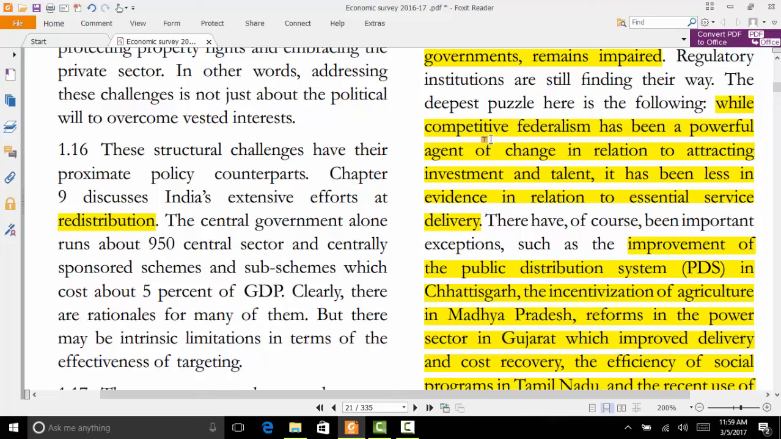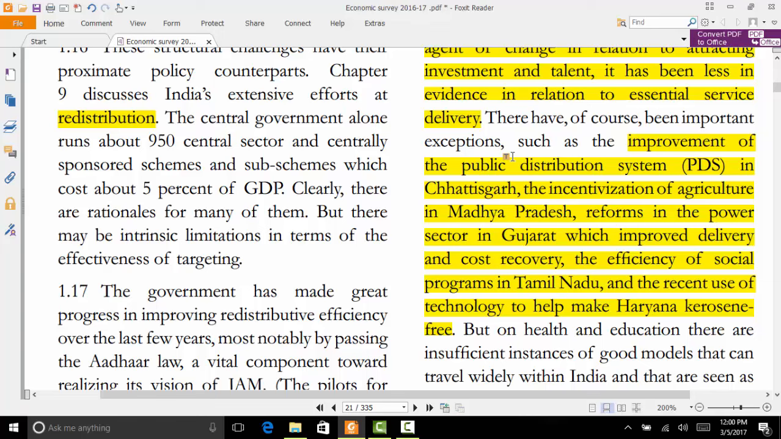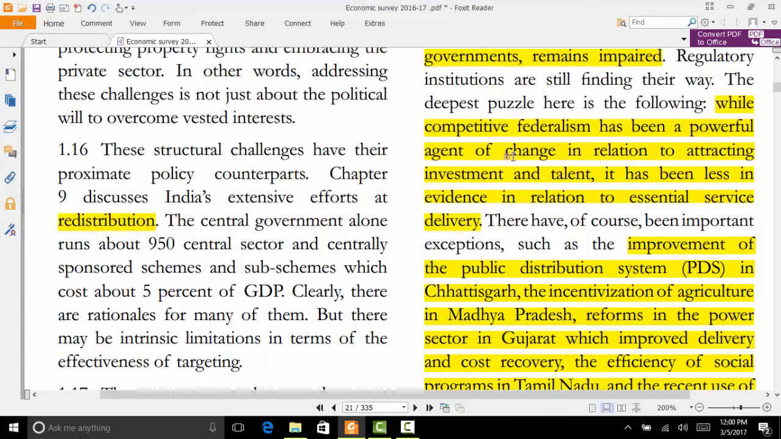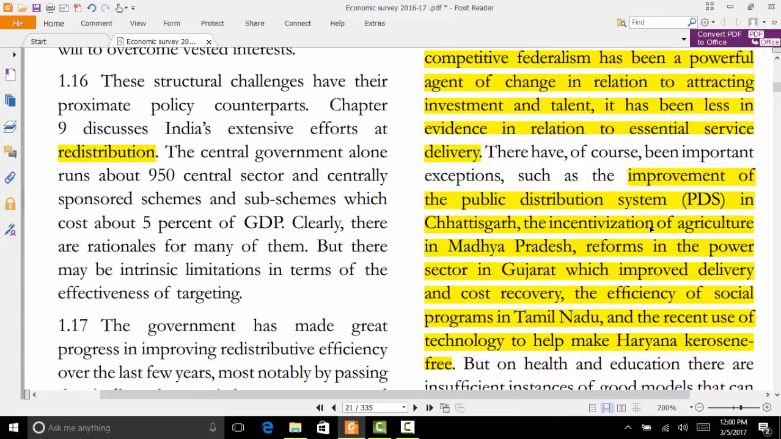What is that, Anchit? When the states are competing with each other to provide the best services to the public. It can be on different terms: attracting investment, or providing various services also, right? But there are certain exceptions. On certain grounds, certain states have done quite well even in providing these kinds of services. For example, PDS in Chhattisgarh, which has in fact got accolades from all over the country. Then agriculture in MP, reforms in the power sector in Gujarat, efficiency of social programs in Tamil Nadu, and the recent use of technology to help make Haryana kerosene free.